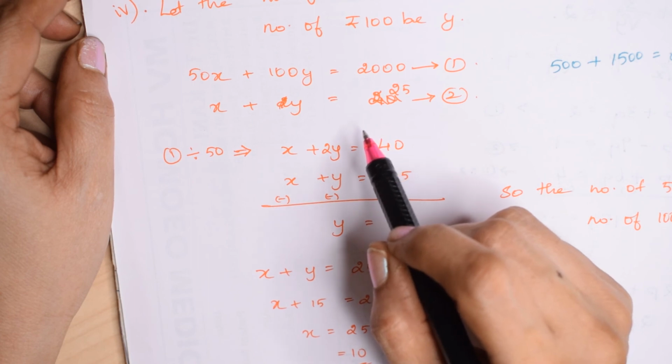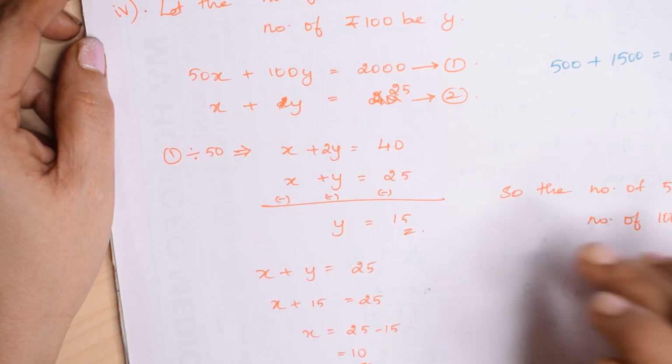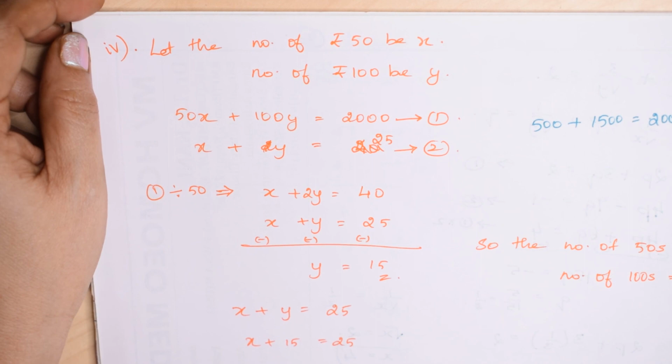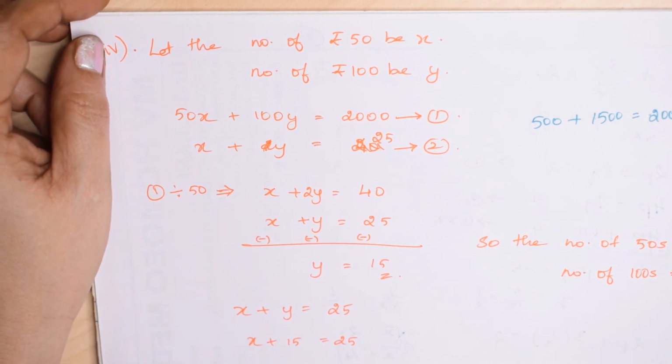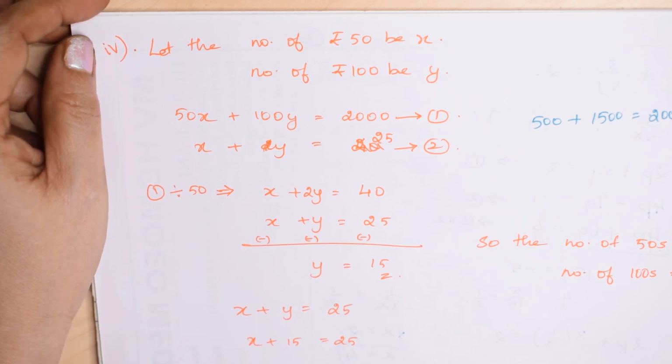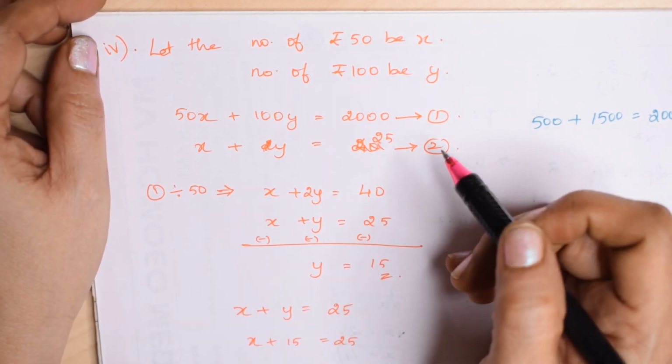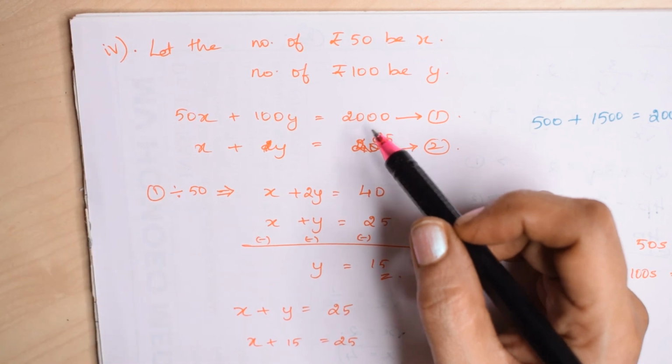And what she has done, she has asked only for 50 rupees and 100 rupees notes. Now if you go to the bank, they will give only one 2000 rupee note. But she wanted only 50s and 100s. Okay. And she has got 25 notes in total. So the number of notes, now we have to make the equation.